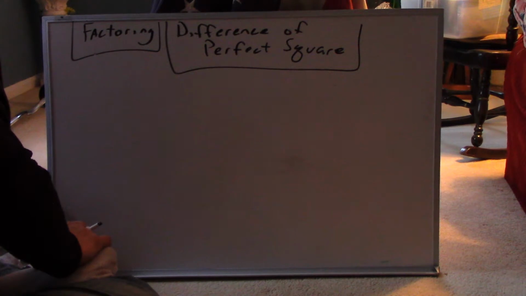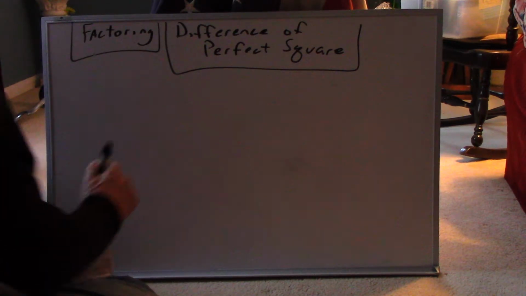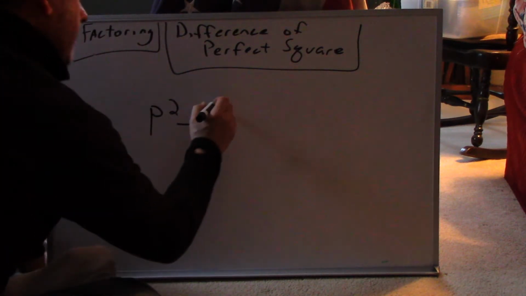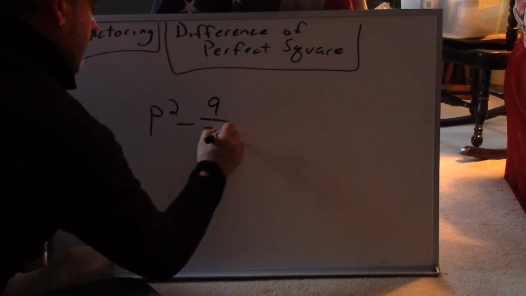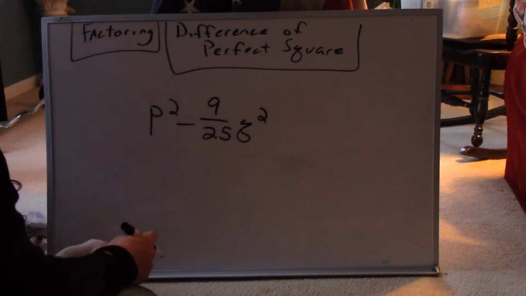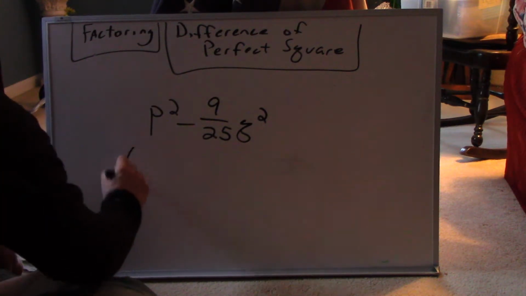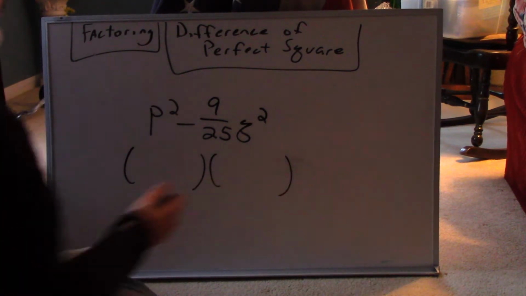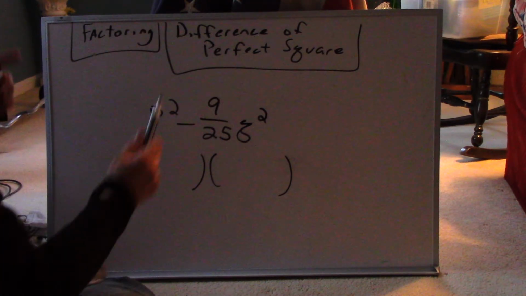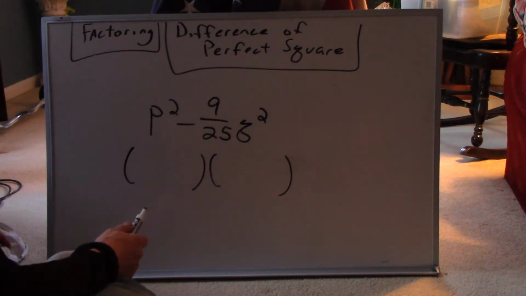Let's do one that's a little crazy. Yeah, here's one. P squared minus 9 over 25 q squared. Now this throws people off because it has a fraction. But don't let it. All three criteria are there. 9 is an even square root, 25 is an even square root. The variables have exponents that are multiples of 2, and there is a negative symbol.